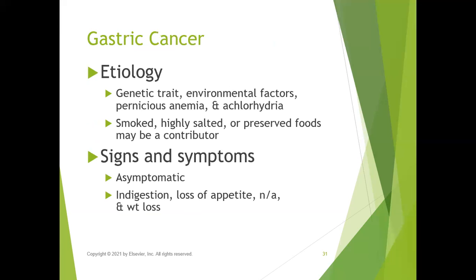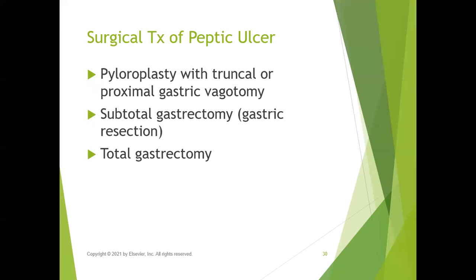Surgical treatment of peptic ulcer may be required. Pyloroplasty with truncal or proximal gastric vagotomy may be necessary. Additionally, there may have to be a subtotal gastrectomy or gastric resection. We're reducing the size of the stomach to remove the ulcerated areas. A total gastrectomy may be indicated for severe peptic ulcer disease.